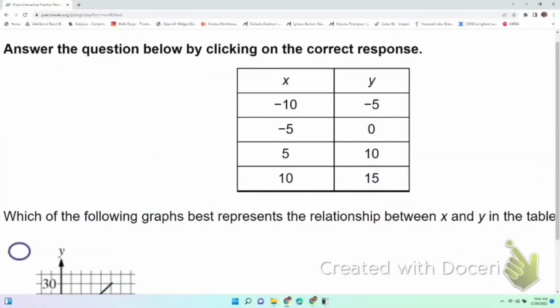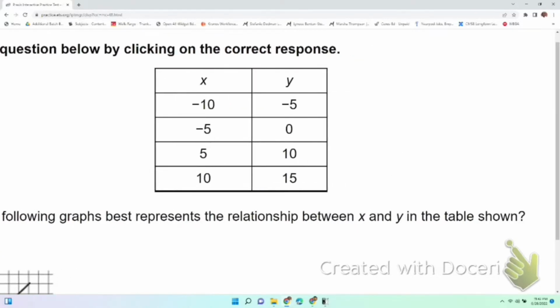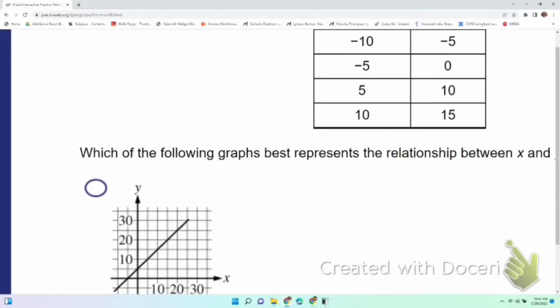Number 48, which of the following graphs best represents the relationship between X and Y in the table shown? Look here at the X-intercept, where Y is 0. That means the graph crosses the X-axis at a certain number. So this one says it'll cross the X-axis at negative 5. That's all that really matters here.